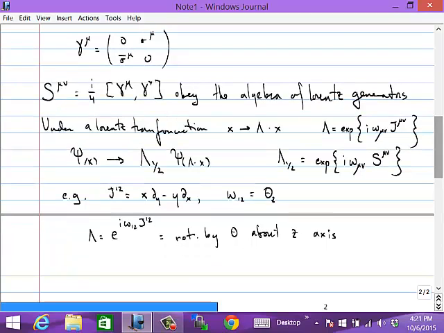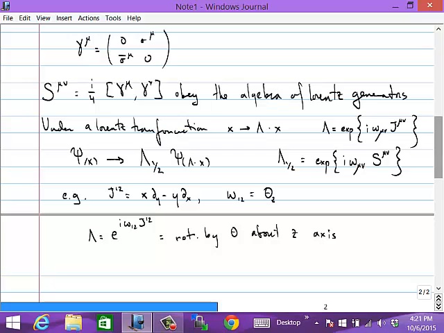Indeed, if you just imagine how that acts on, say, some function of x and y, what does it do? It takes x to cosine theta x plus sine theta y, and it takes y to minus sine theta x plus cosine theta y, which is just the usual way that a rotation about the z-axis acts on the x and y coordinates. If that's not obvious, then I encourage you to work it out for yourselves, either on your own time or when you're doing the problem set that's due on Friday.